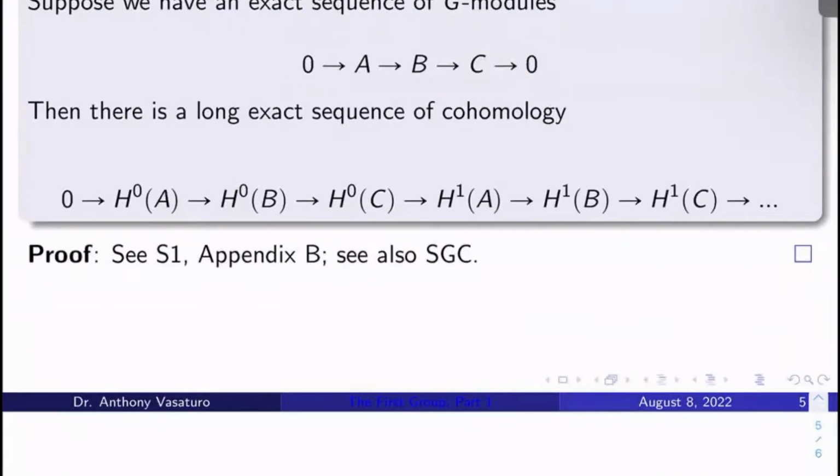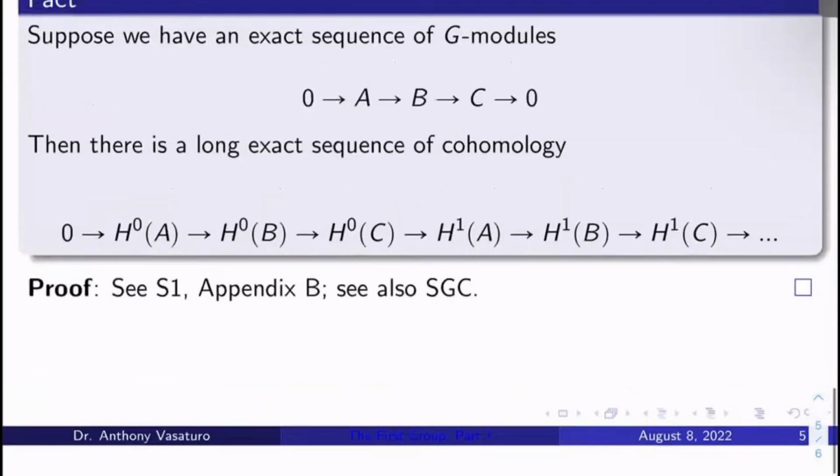And it goes from 0 to H0 of A to H0 of B to H0 of C to H1 of A to H1 of B to H1 of C to H2 of A to H2 of B to H2 of C to H3 of A to H3 of B and so on. Okay, so it could conceivably go on as long as you like, although in most of the cases we're going to be concerned with, one of these groups here, one of these H1s or one of the H2s will just be 0, and so the sequence will stop at some point.